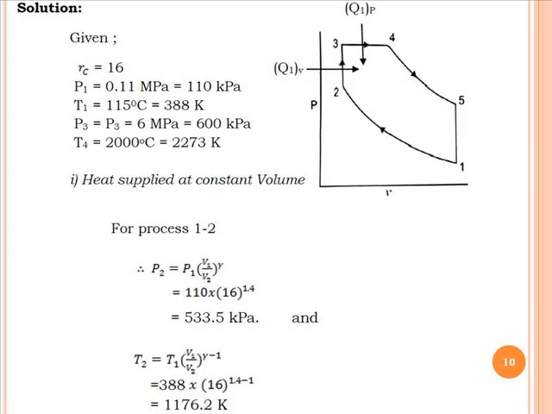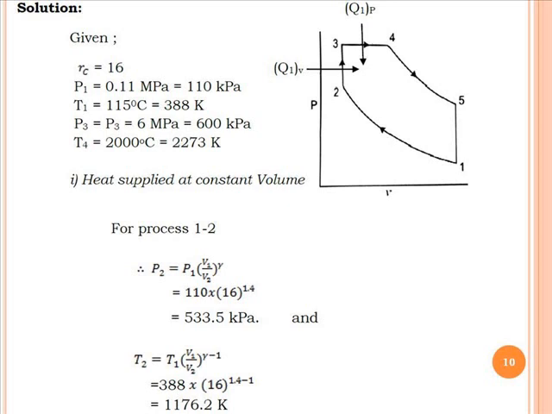So first we have to draw the PV diagram for the system, where you can see the cycle, that is 1, 2, 3, 4, 5, 1, where heat is supplied at constant volume as well as at constant pressure. In the data, compression ratio is given, that is 16. P1 pressure is given 0.11 megapascal, that is 110 kilopascal. T1 temperature is given 115 degrees Celsius, that we are converting into Kelvin, that is 388 Kelvin.